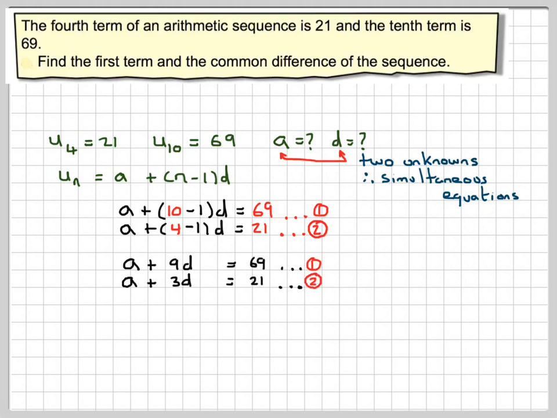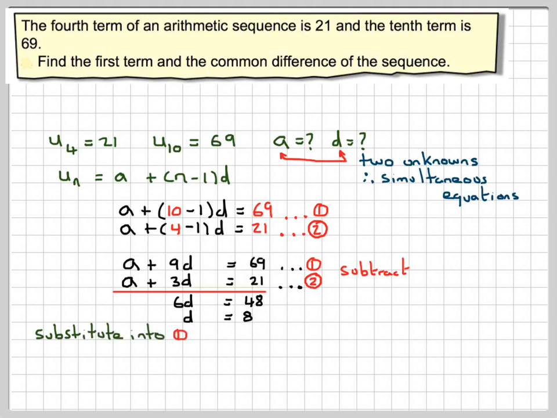Now, in order to solve this, we need to subtract them. So A minus A, so we're eliminating one of the variables, gives me nothing. 9D minus 3D gives me 6D, and then 69 minus 21 gives me 48. In order to find D, we divide both sides by 6, so we get that D is equal to 8.